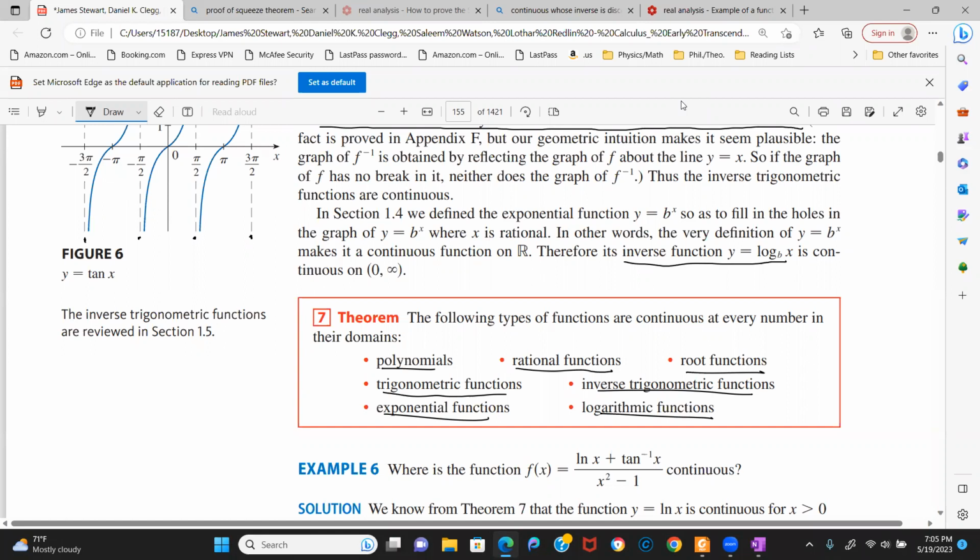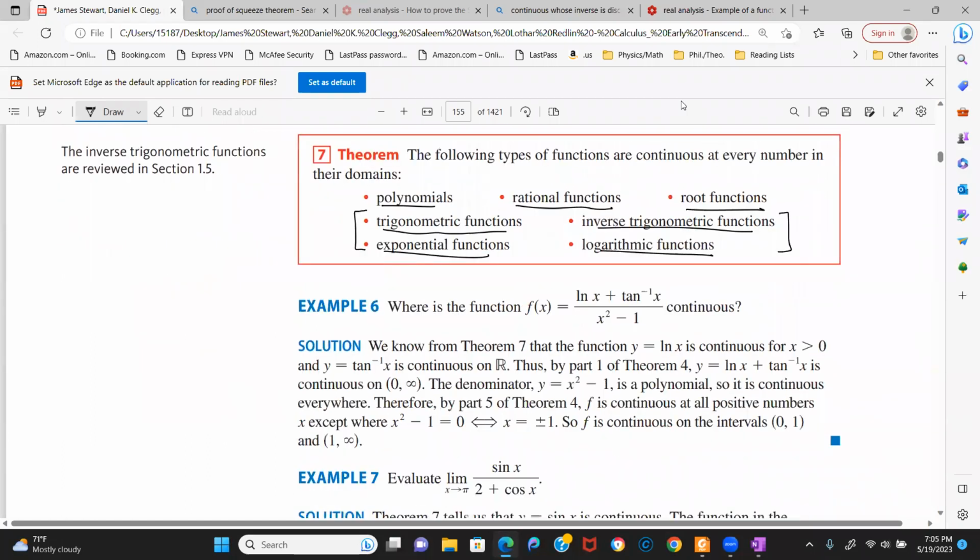We're just going to take for granted that these functions squared off right here are just continuous. And from there, though, we can prove a lot of other functions are continuous. So the question is, is this continuous? First of all, we know that ln x, tan inverse x, and x squared over x squared minus 1 are continuous functions. So when you take the ratio of these two functions, it's going to be continuous on every point in the domain.